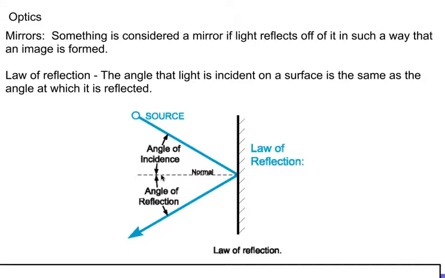Now, one thing in science: when we measure these angles, we don't measure them off the surface of the mirror. We measure them off of a line that is perpendicular to the mirror, which is called the normal line. We do this because curved mirrors still have a line perpendicular to the curve, but it's hard to measure an angle off of the curved surface since the surface keeps changing.